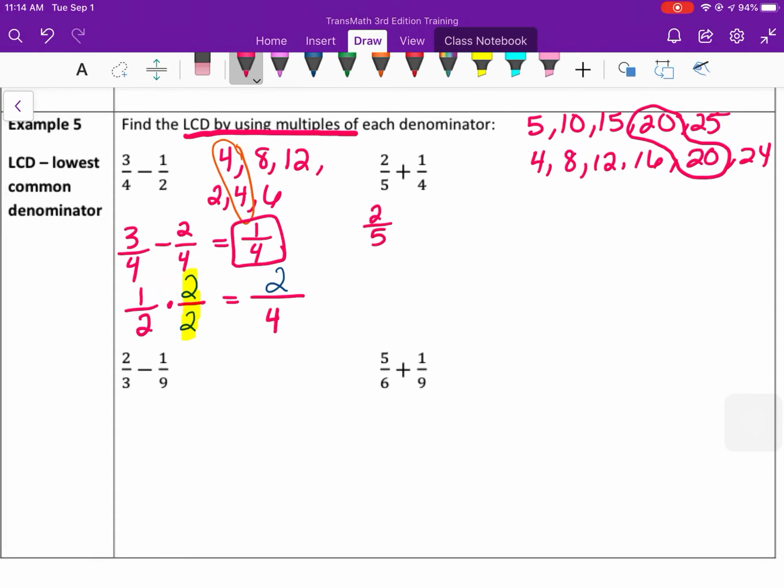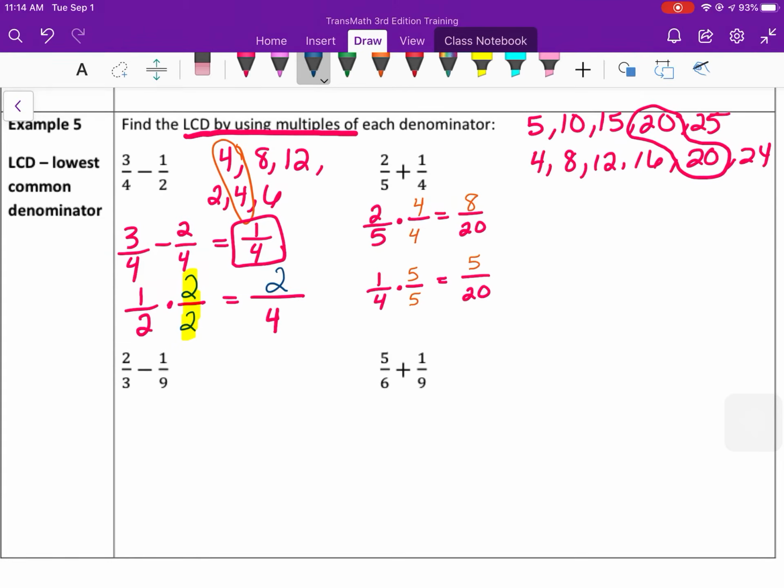So I'm going to change 2/5 times what gives me something over 20. And then 1/4 times something will give me 20ths. So I want to change these into 20ths. So I'm going to start with 5. 5 times 4 is 20, so I have to do the same thing on the top. 2 times 4 is 8. Then I'll do the 4ths into 20ths. 4 times 5 is 20, so 1 times 5 is 5.